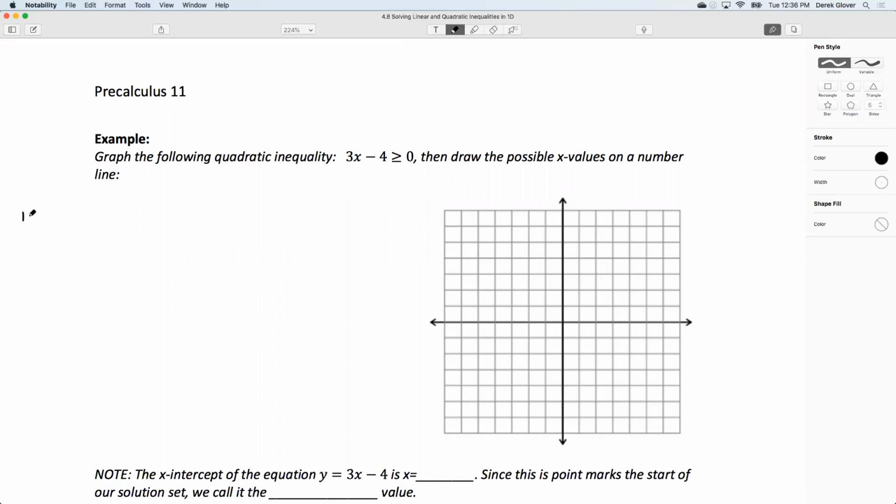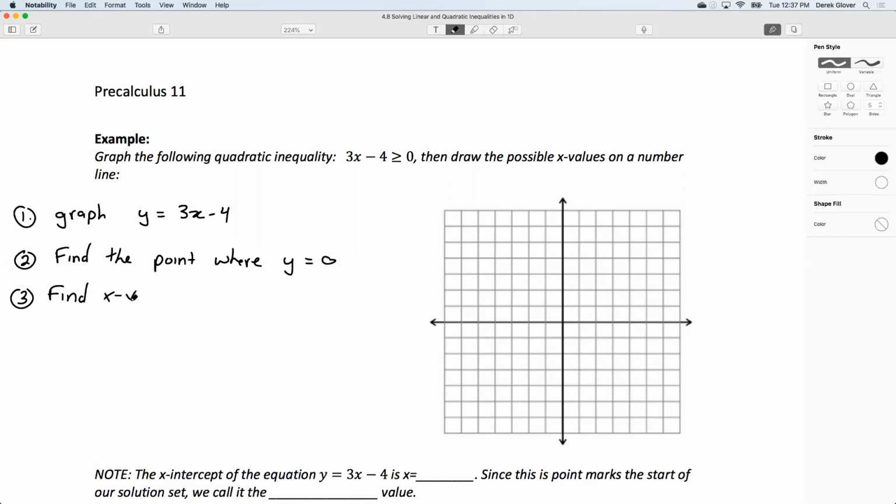What we want to do, step 1, is we're going to graph the function y equals 3x minus 4 and find its x-intercept. So we're going to graph the function. Step 2, we're going to find the point where y equals 0. Once we know that point, we can then figure out our x values. So then step 3 is going to be find the x values where y is greater than or equal to 0.